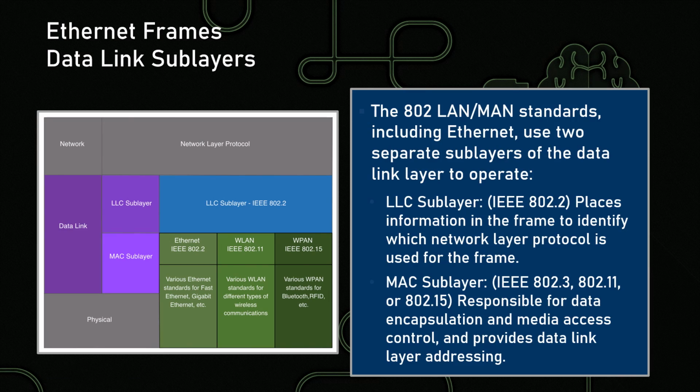As we looked at last lecture, we can see that this table indicates the various protocols that may be employed to allow the MAC sublayer of data link and the physical layer to interact, and then the LLC sublayer is pretty standardized when working with layer 3. So the LLC gives us information to identify the network layer protocol used for the frame, and then the MAC sublayer will deal with our encapsulation, MAC access, as well as data link layer addressing.